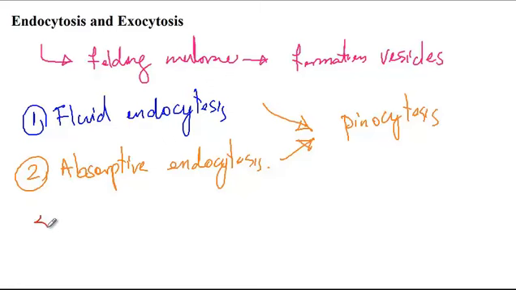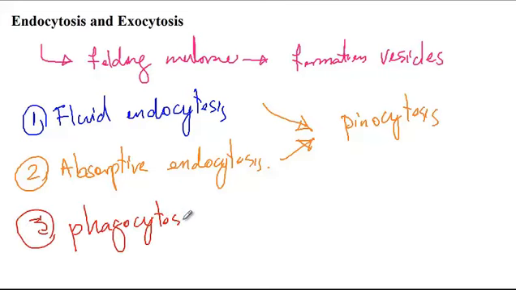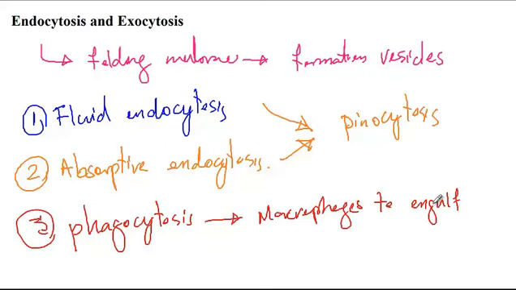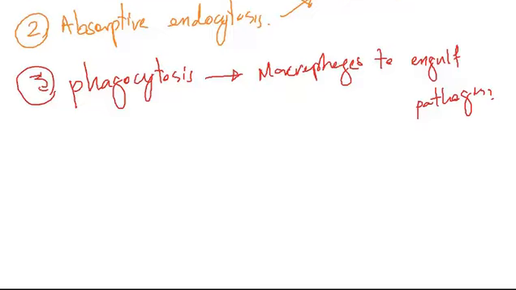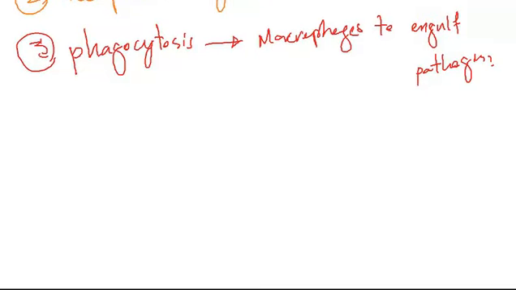small molecules. Versus phagocytosis, which is also known as cell eating, is the process where folding of the cell membrane brings in little extracellular fluid but more of larger molecules. And this type of endocytosis, for instance, is used by macrophages to engulf pathogens. And here I have provided you with an image that shows you all three forms of endocytosis.